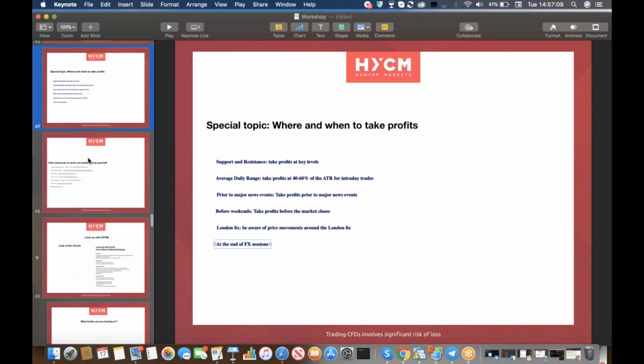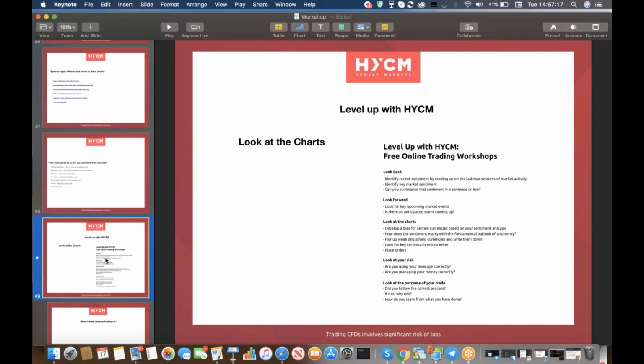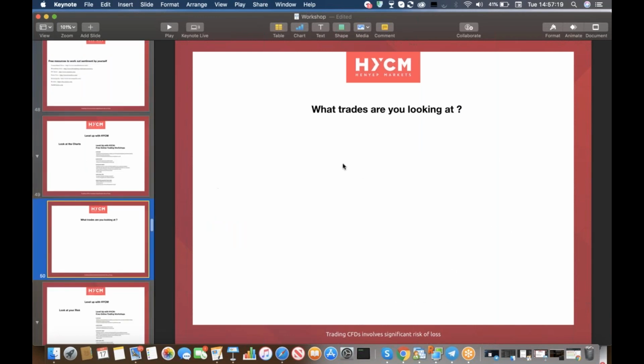So guys, these are the free resources to work out sentiment by yourself. We've looked at the charts as we've gone along. What trades, this is a new feature we're doing. What trades are you looking at? So are there any trades that you guys are looking at here that you want to pop into your question panel and let me know?